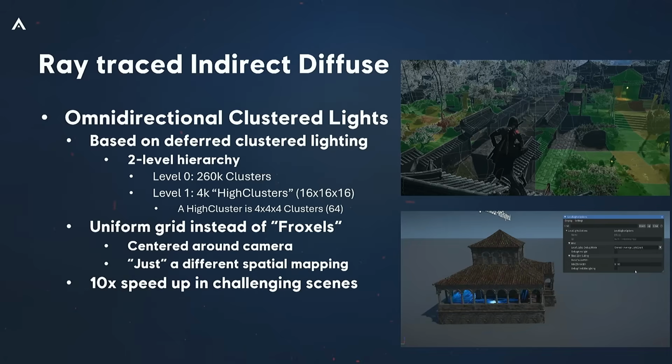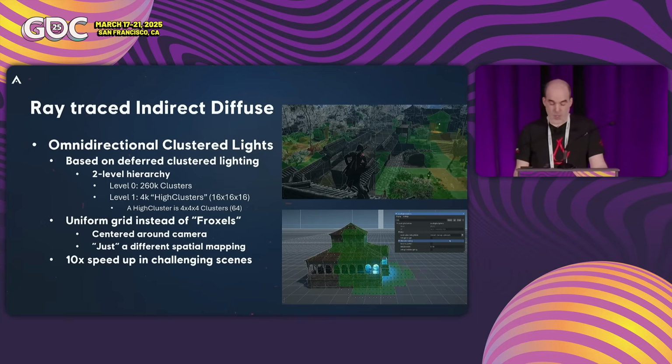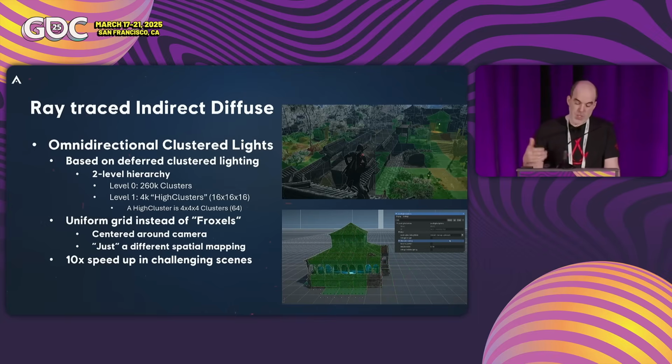So the difference is in this structure, we have a two-level hierarchy. We have I clusters and clusters. And I clusters contain 16 by 16 by 16 clusters for a total of 260K clusters. And we first perform a coarse cluster culling and then a finer grain culling at the cluster level.